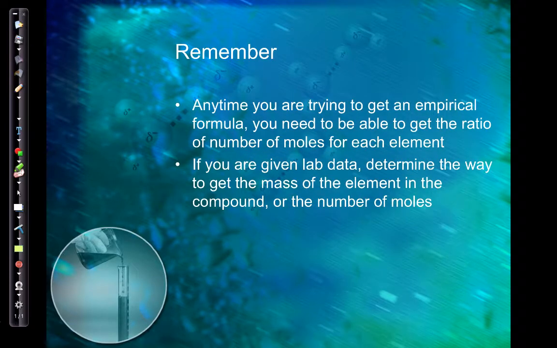So anytime that we're trying to get an empirical formula, you have to get the ratio of moles for each element or component in the compound. So if you're given lab data, look at it. How can I determine the mass or the number of moles of each of the elements or components in this compound? Because that's ultimately what you need to get. As soon as you get that, then it looks like every other empirical formula problem that we've had.